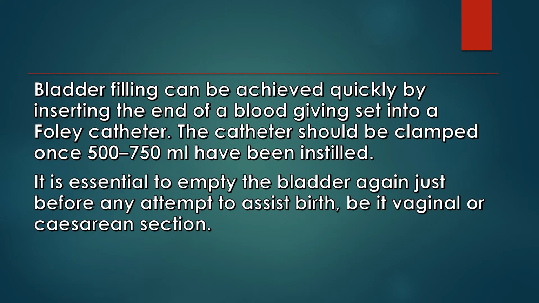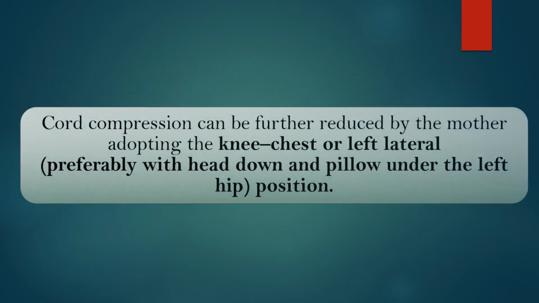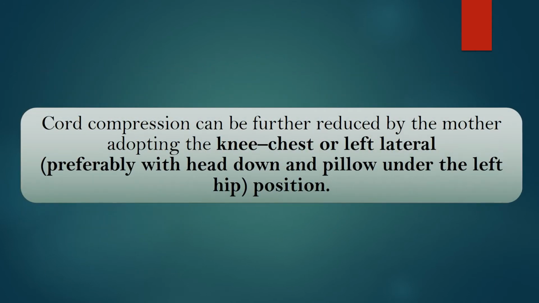It is essential to empty the bladder again just before any attempt to assist birth, be it vaginal or cesarean section. Cord compression can be further reduced by the mother adopting the knee chest or left lateral, preferably with head down and pillow under the left hip position.